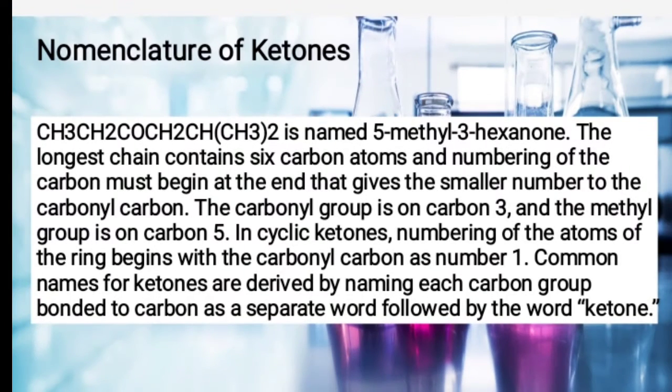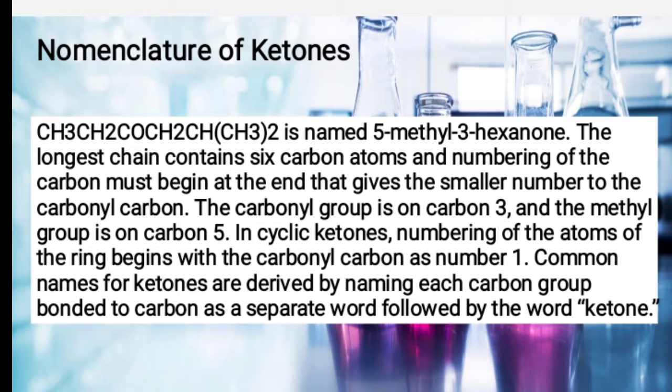For example, CH3CH2COCH2CH(CH3)2 is named 5-methyl-3-hexanone. The longest chain contains 6 carbon atoms, and numbering of the carbon must begin at the end that gives the smaller number to the carbonyl carbon. The carbonyl group is on carbon 3, and the methyl group is on carbon 5.